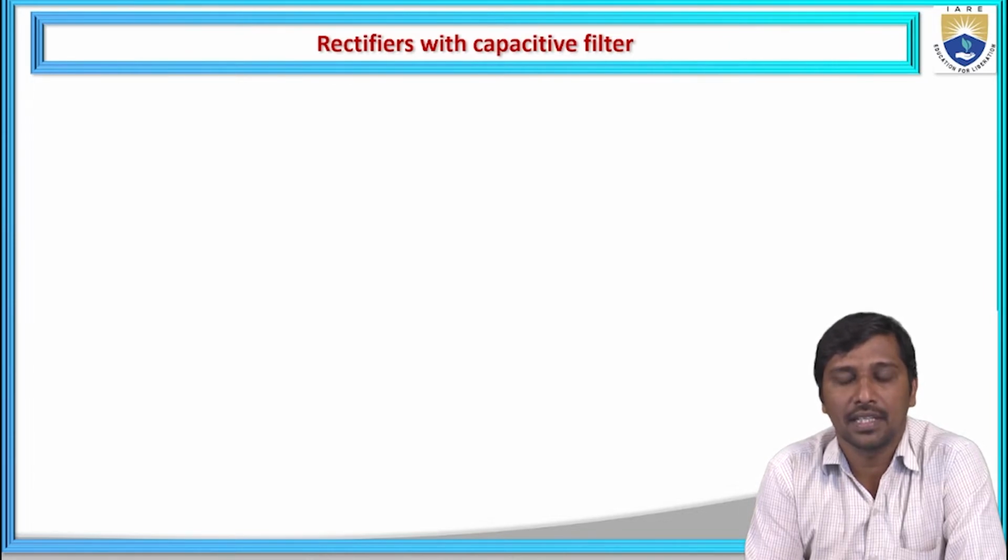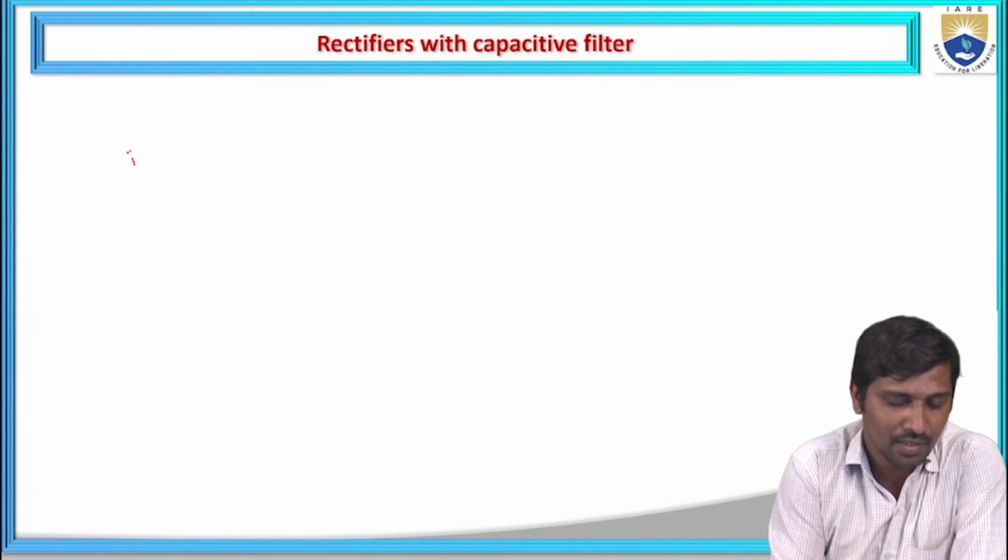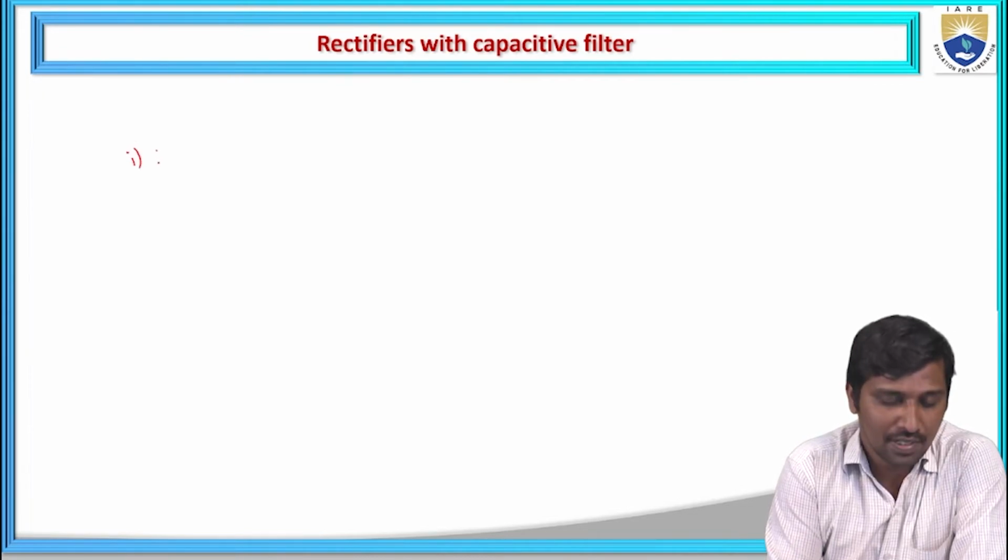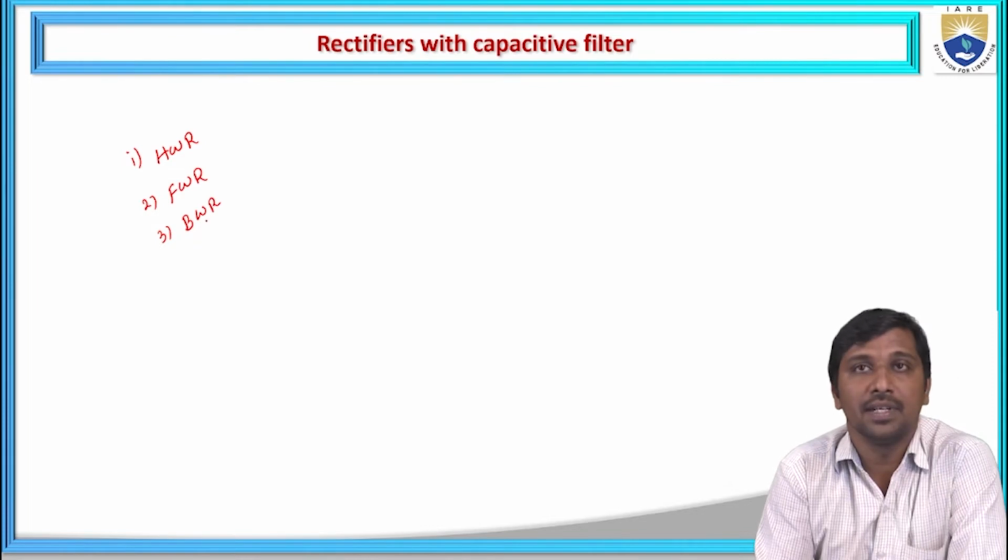Based on the operation of the rectifiers, we defined three types of rectifier. One is the half wave rectifier, the second one is the full wave rectifier, and the third one is the bridge rectifier.